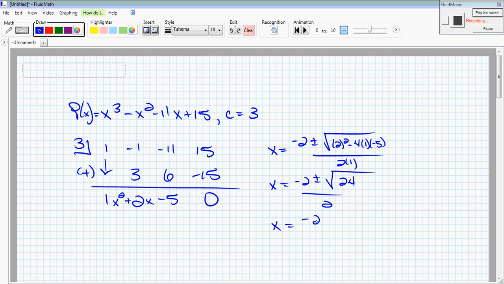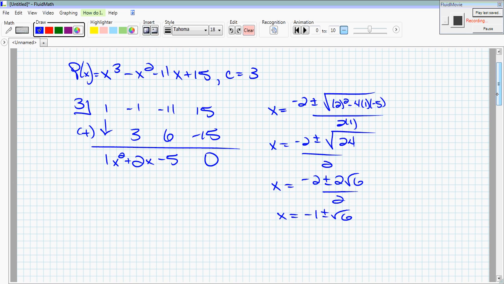That can be reduced to 4 times 6, so 2 on the square root of 6 all over 2. So x equals negative 2, now we'll simplify, negative 1 plus or minus the square root of 6. And so those are our remaining zeros. To check this, let's graph it.